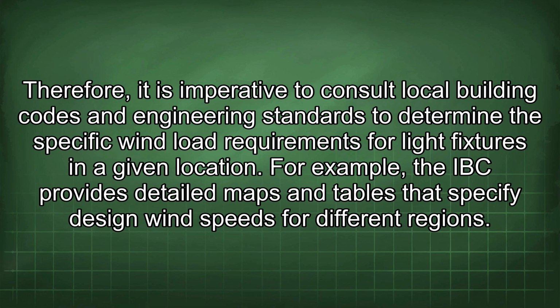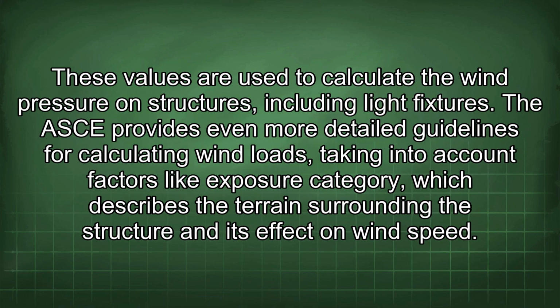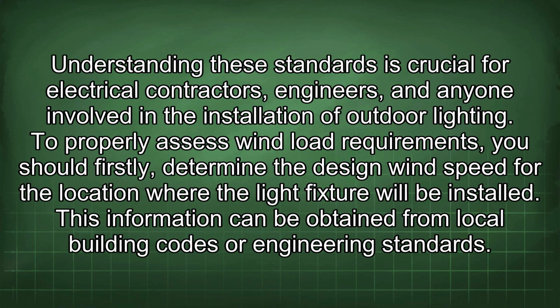For example, the IBC provides detailed maps and tables that specify design wind speeds for different regions. These values are used to calculate the wind pressure on structures, including light fixtures. The ASCE provides even more detailed guidelines for calculating wind loads, taking into account factors like exposure category, which describes the terrain surrounding the structure and its effect on wind speed. Understanding these standards is crucial for electrical contractors, engineers, and anyone involved in the installation of outdoor lighting.